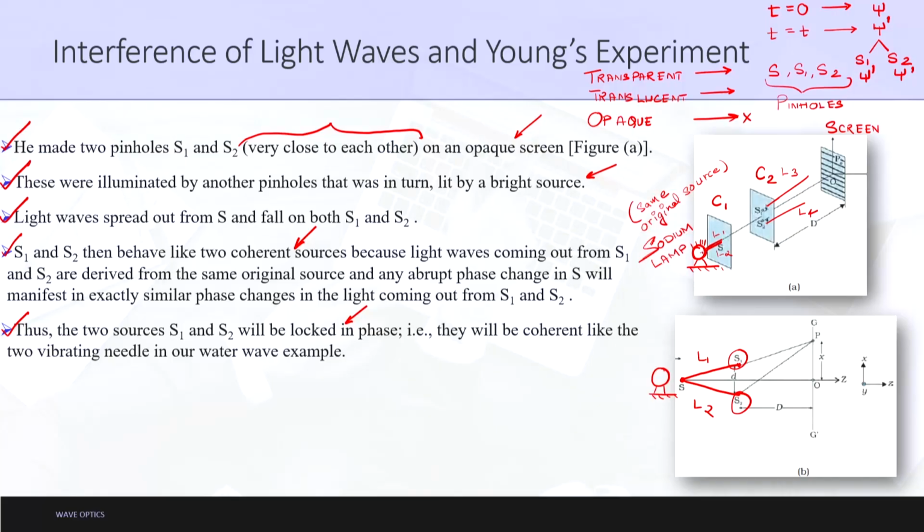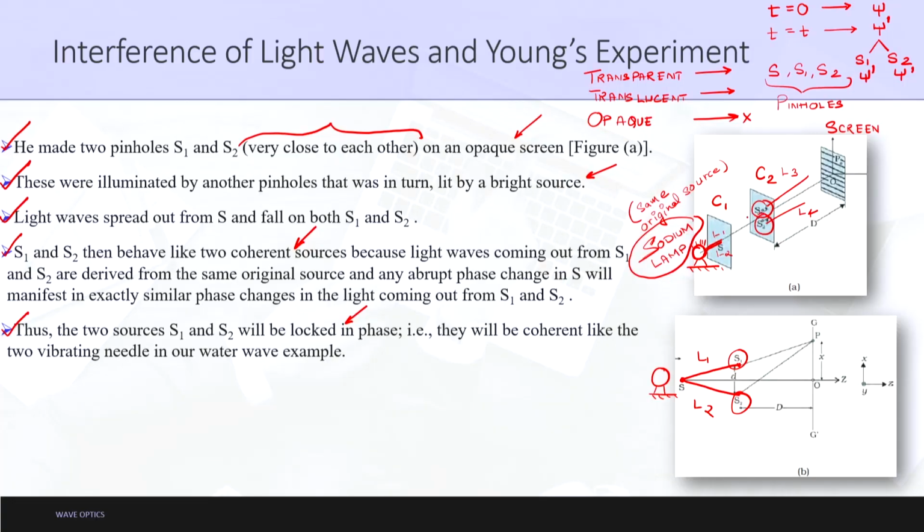What Thomas Young tried to deduce was, he used only a single source of light, the sodium lamp, and after that the phases were locked. What does it mean by phases being locked? That is, with the change in time, if the phase changes from phi to phi dash, then for the lights emanating from S1 and S2, the phases will be the same, which is phi dash only. Hence interference fringes were formed.